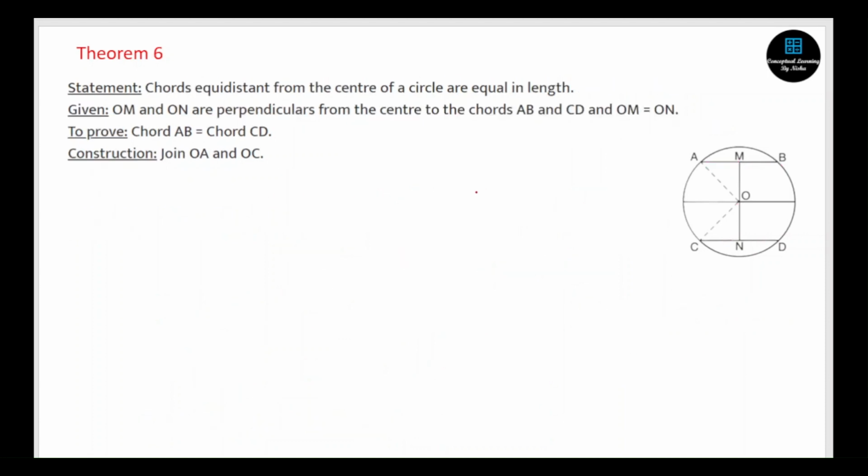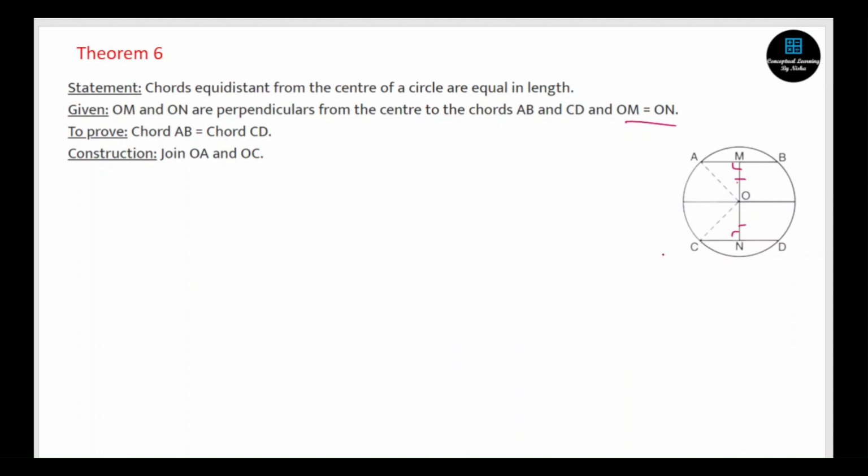Now, the converse of that means what? If the chords are equidistant from the center, then they are equal in length. Means what? This and this are given equal. OM equals ON. This is given. And OM is perpendicular to AB, ON is perpendicular to CD. That is given. And we have to prove that AB is equal to CD.